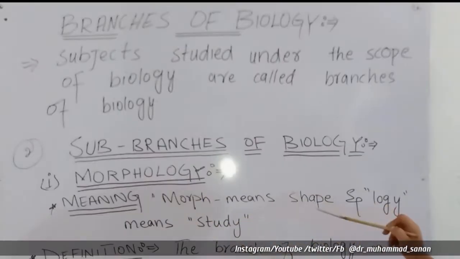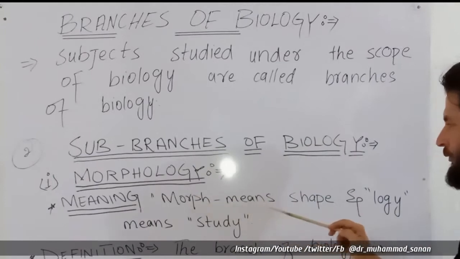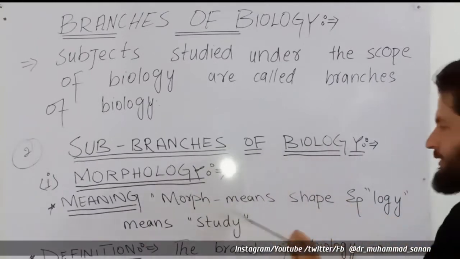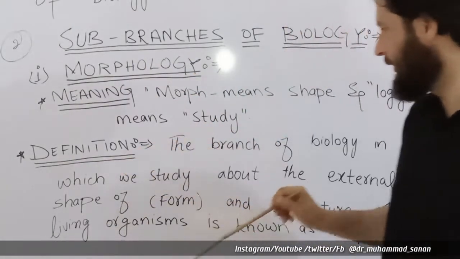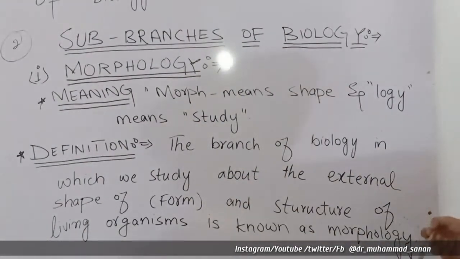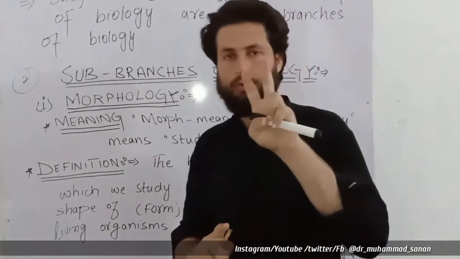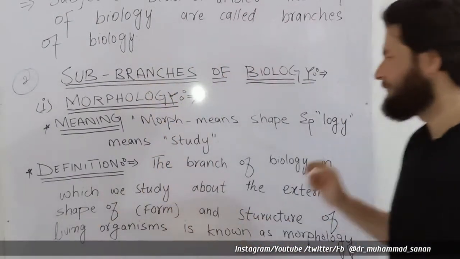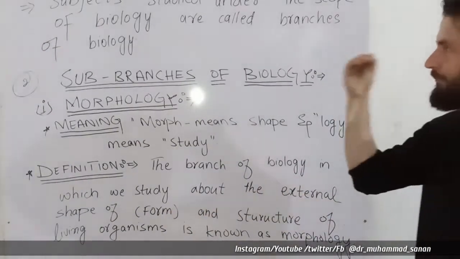Morph means shape and logy means study. So basically it consists of two words, morph, which means shape, and logy means study. So it is the meaning of morphology. And the definition: this is the branch of biology in which we study the external shape and structure of living organisms. So basically we study two things about living organisms in morphology. The first one is the external shape of the organism.